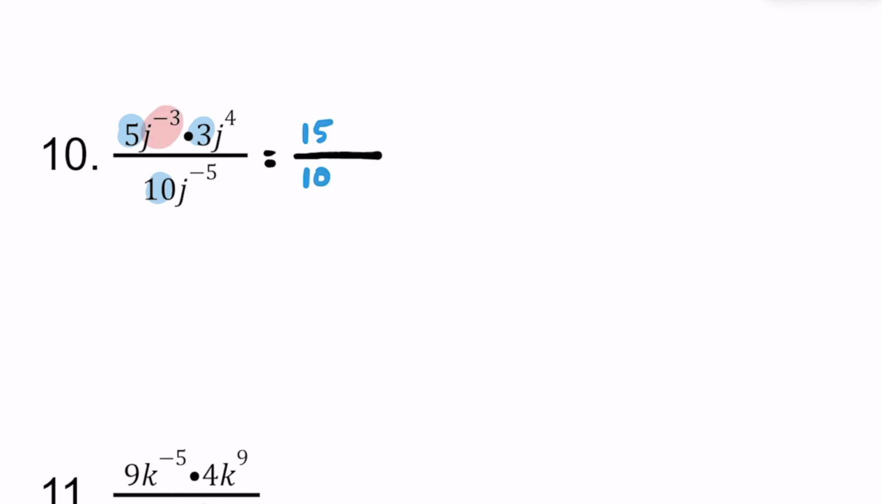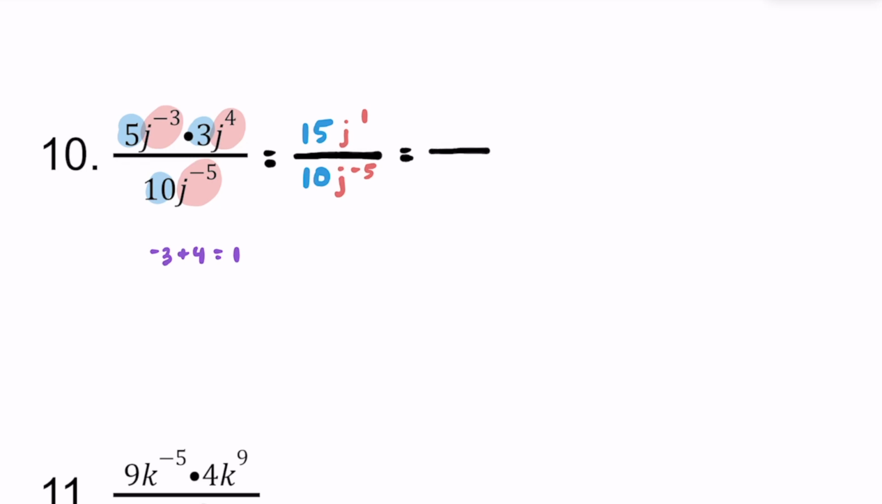Moving on to these powers, let's go ahead and multiply these, and then we're going to use that product property. So if we do that, we're going to add these exponents. So negative 3 plus 4, that's going to equal positive 1. So in the numerator, this is going to turn into j to the 1st power. And then in the denominator, let's just go ahead and copy down this j to the negative 5th power for a moment.